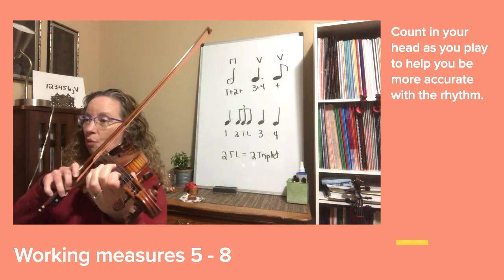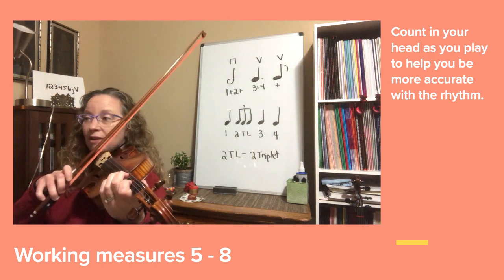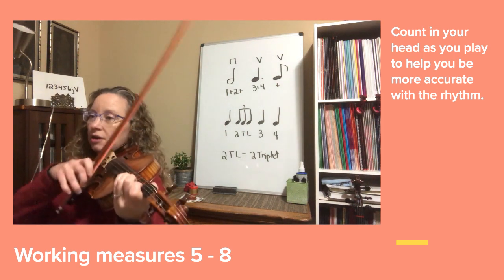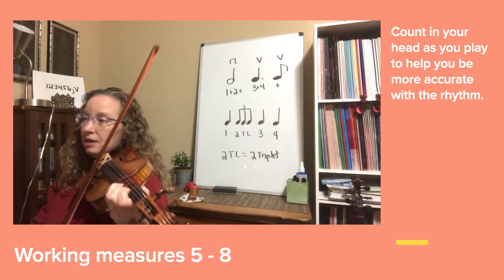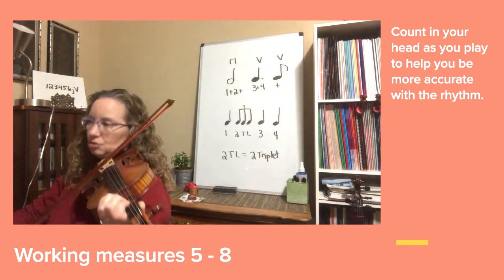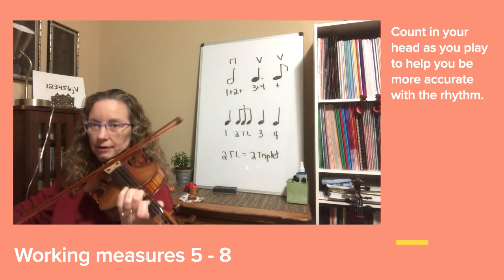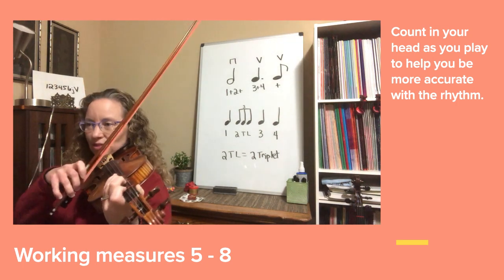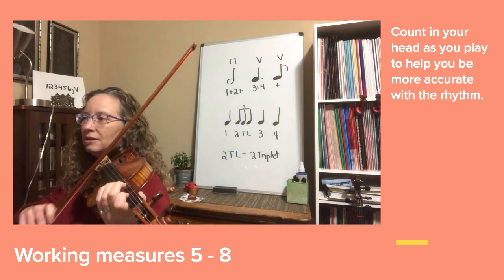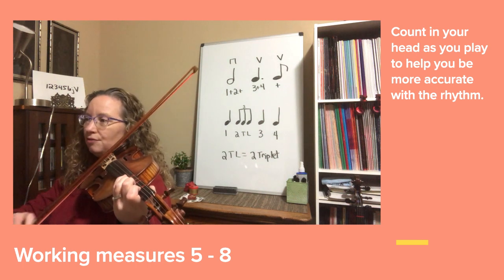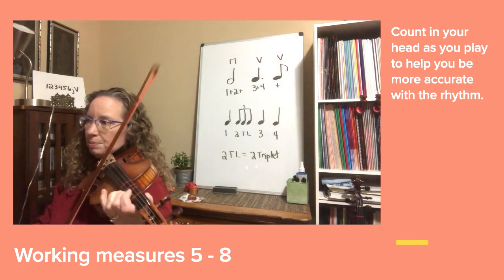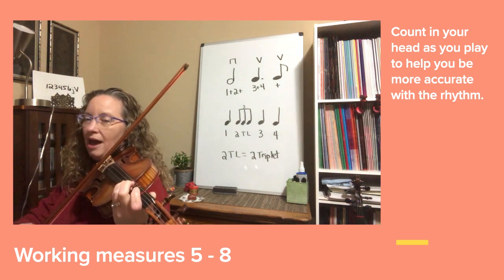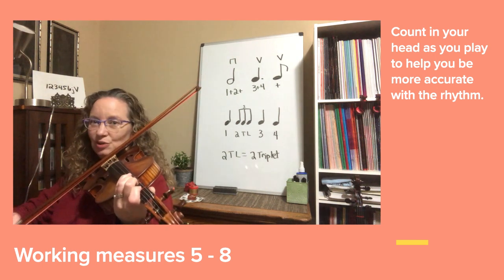So we're at 5. 1, 2, 3, and 4, and 1, 2, 3, and 4, hook, 2, triplet, 3, 4, 1, 2, triplet, 3, and 4. 1, 2, 3. One more time at 5. 3, 4. 1, 2, 3, and 4, and 1, 2, triplet, 3, 4, 1, 2, triplet, 3, and 4, and 1, 2, 3.